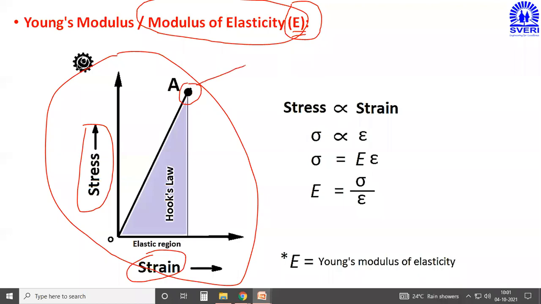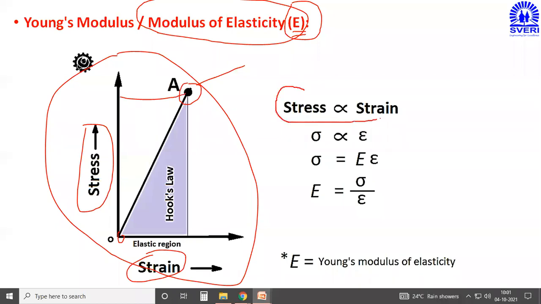Therefore, this point A will be considered as the elastic limit point, and this particular inclined line, that is from point O to point A, represents that stress is directly proportional to strain. Means whatever the stress is induced, the same proportional amount of strain will be induced in that same body, and it is possible up to the elastic limit, that is up to the point A. Then stress is directly proportional to the strain.